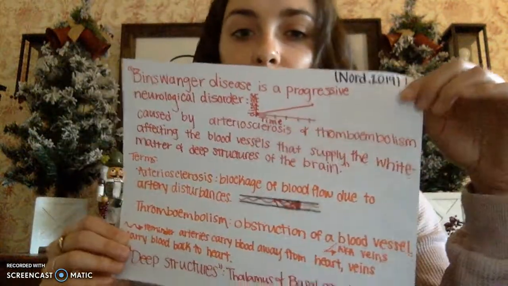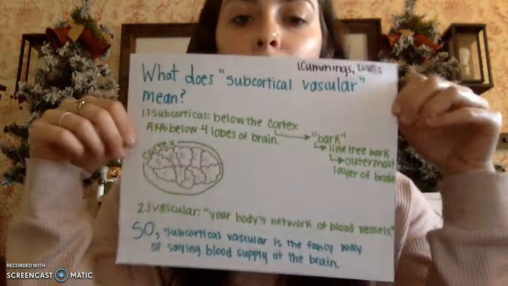And a reminder to myself and my viewers, arteries carry blood away from the heart, while veins carry blood back to the heart. And the deep structures that this definition is applying to would be the thalamus and the basal ganglia. So let's get into what does subcortical vascular mean?